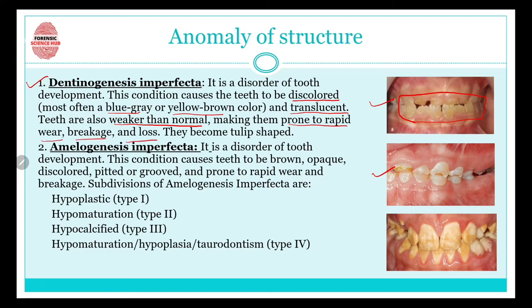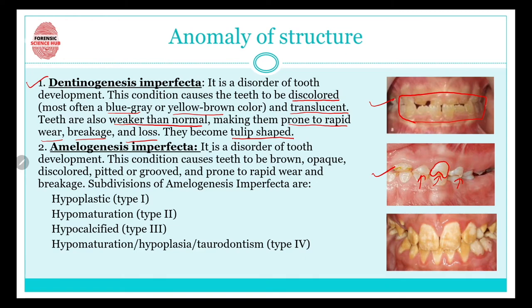Here you can see that the teeth are broken, right? Why are they broken? Because they are weak, hence they are prone to breakage and loss, and they become tulip shape. If you look at this particular tooth, this looks like a tulip, right? So they are tulip shape.